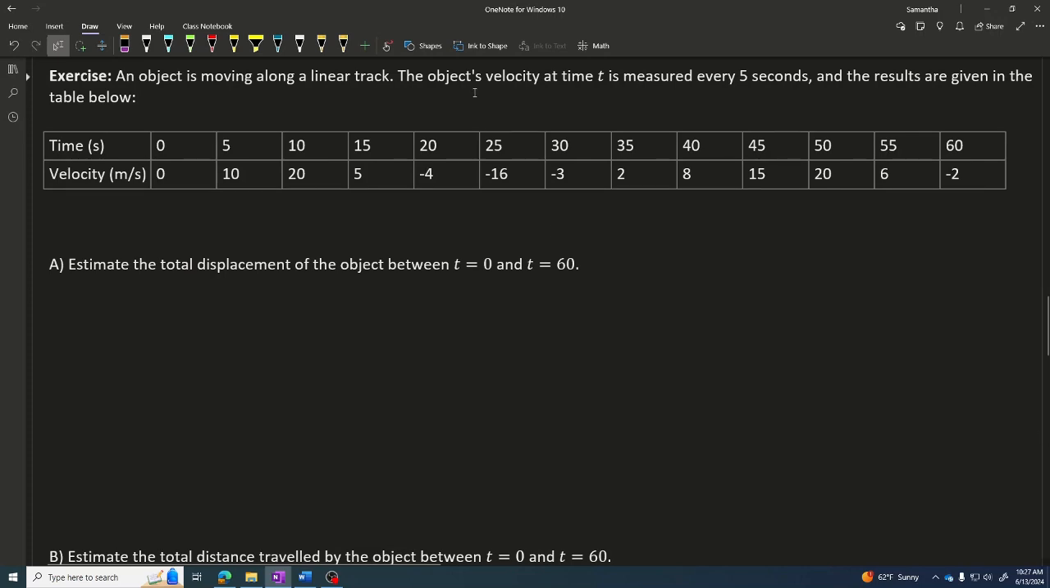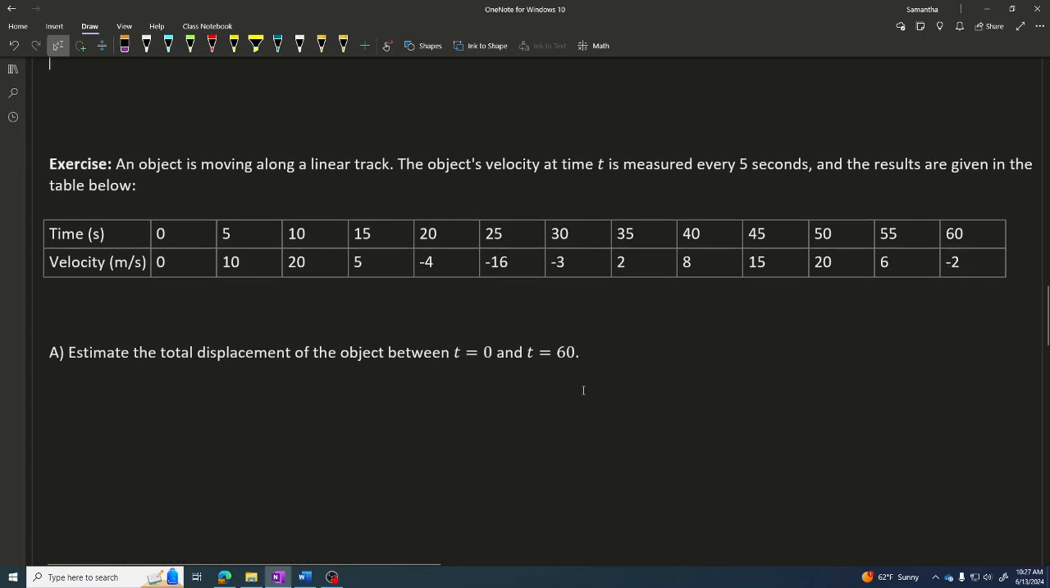We have an object which is moving along a linear track, but the velocity of that object is varying over time. It's not constant. Now we have gone into our table, and in this table we have recorded the velocity of the object every 5 seconds. So the initial velocity of the object was 0. At 5 seconds, it was moving forward at a speed of 10 meters per second, and so on. At a time of 20 seconds, it was moving backward at a speed of 4 meters per second, and so on.